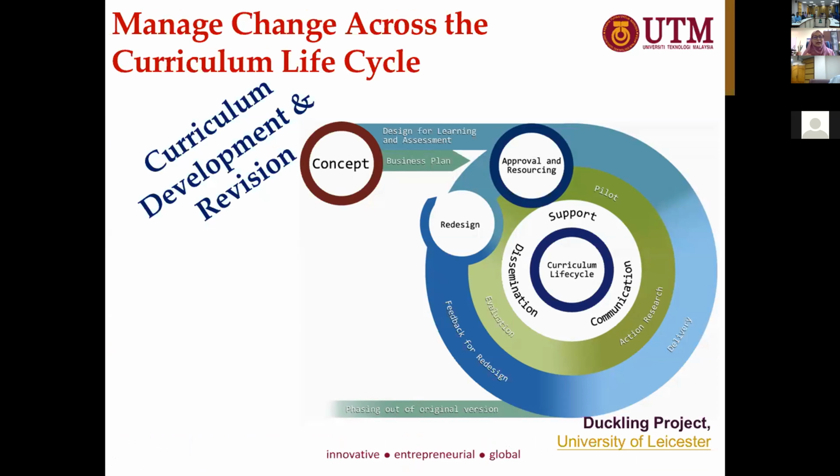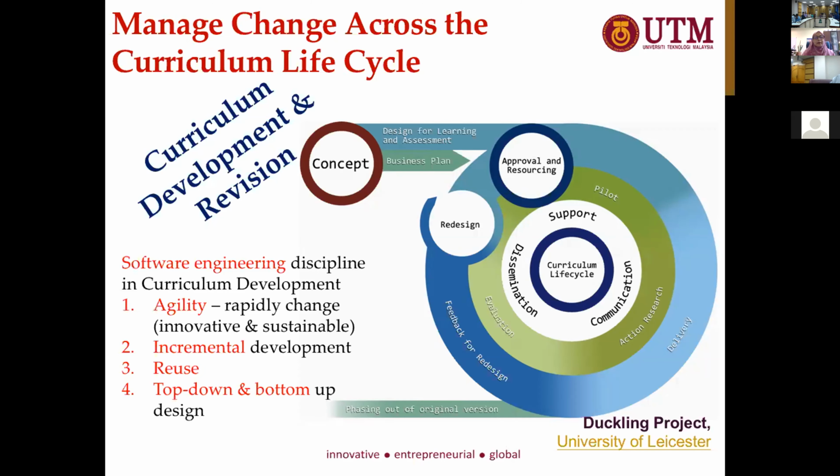As long as the academic program is still available, we really need to manage the change in the curriculum life cycle. So for me, software engineering discipline like Agile can be used in managing curriculum development, where agility of the curriculum means we need to rapidly change to make sure we can have an innovative way of developing software engineers, and to have a sustainable academic program.